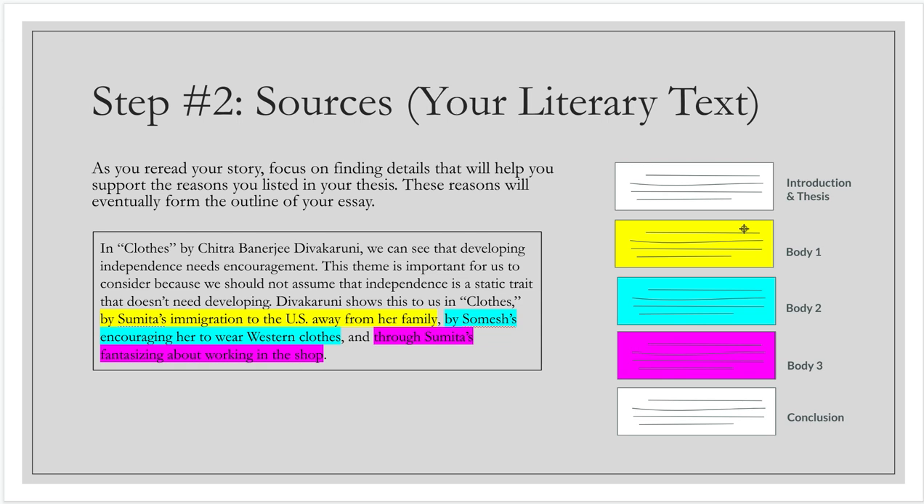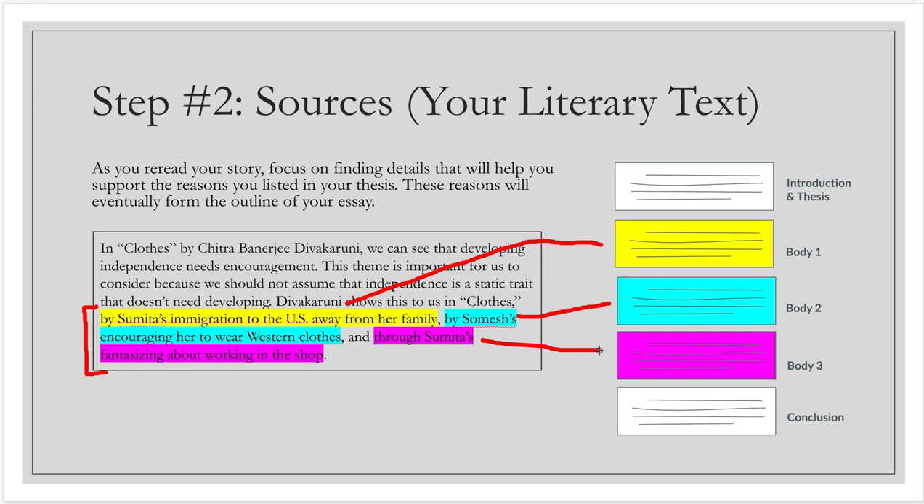So once you've identified your thesis, remember I had you outline 3 areas in the text where you would see this element, either the theme or a certain technique or aspect of the writing in focus. So for this sample thesis here, this was based on theme. You can see that the 3 things I outline are then going to equal kind of the 3 main parts of the body of my paper.